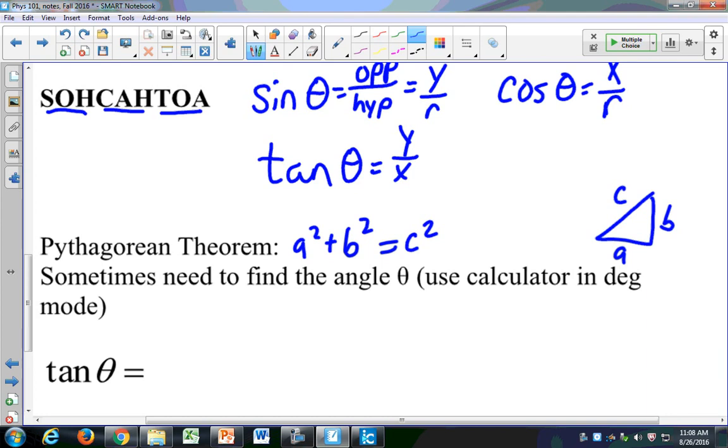You'll always use degree mode. I know that a lot of you are in calculus right now, Calc 1, and in that class, sometimes you'll use radian mode on your calculator, but you should use degree mode here. Okie dokie? What mode are you going to use on your calculator?